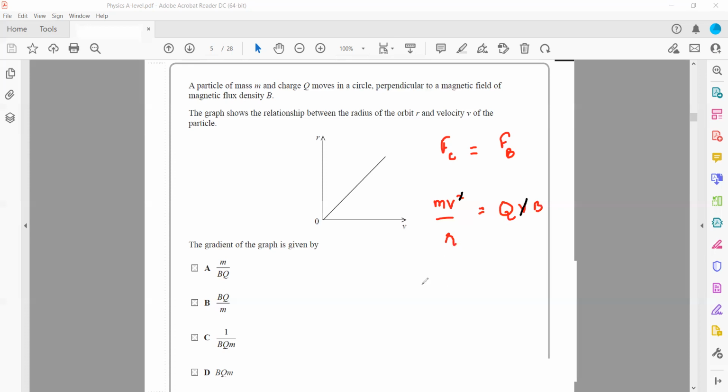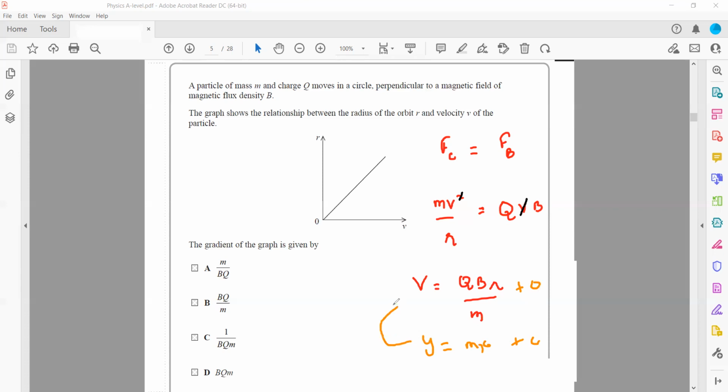So when we further simplify, this will be v is equal to qBr divided by m, because r is divided, so on the other side it is multiplied, and m is multiplied, so on the other side it is divided. Now we will compare with the equation of a straight line y equals mx plus c, but because there is no y-intercept, c is 0.